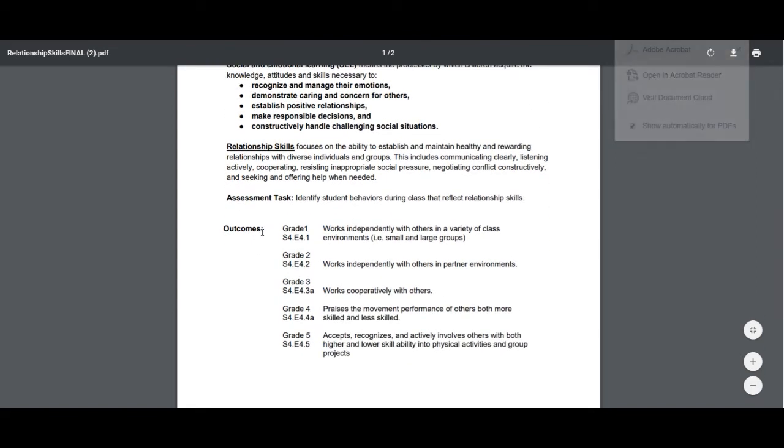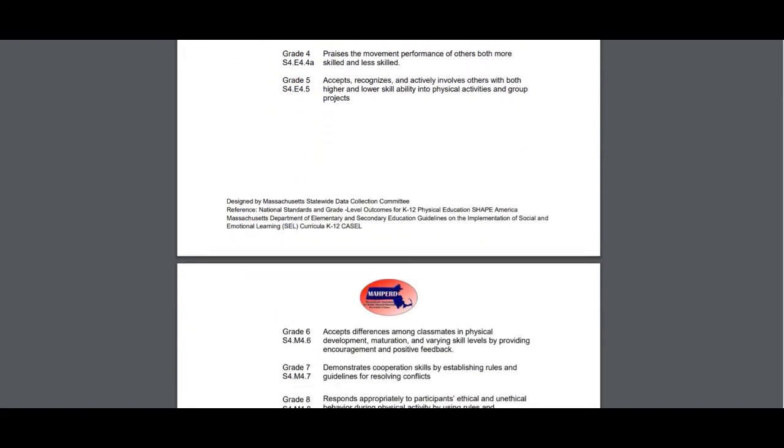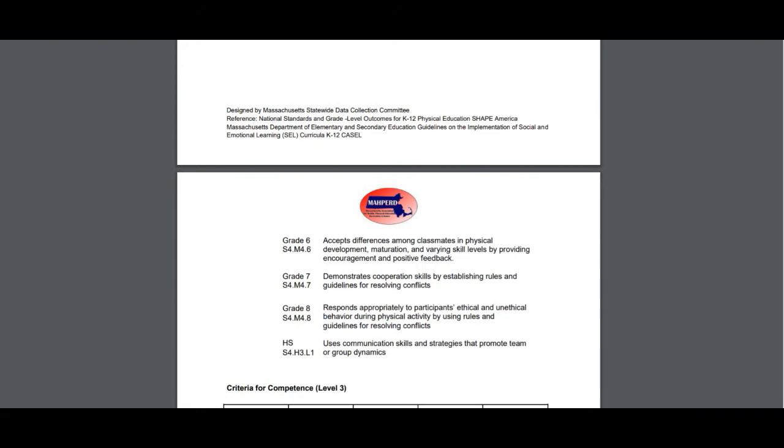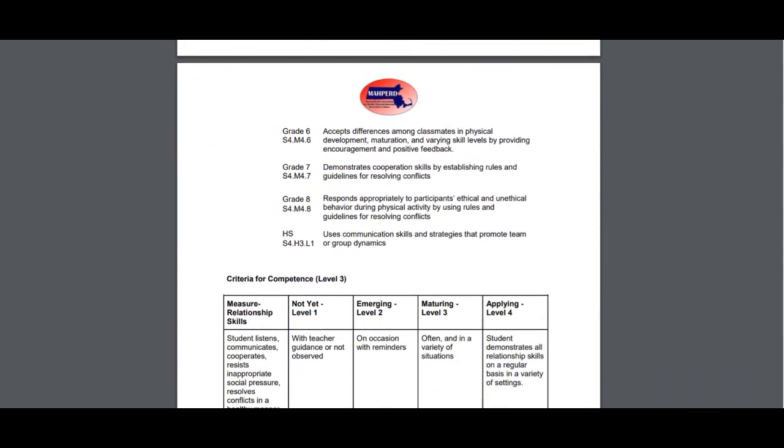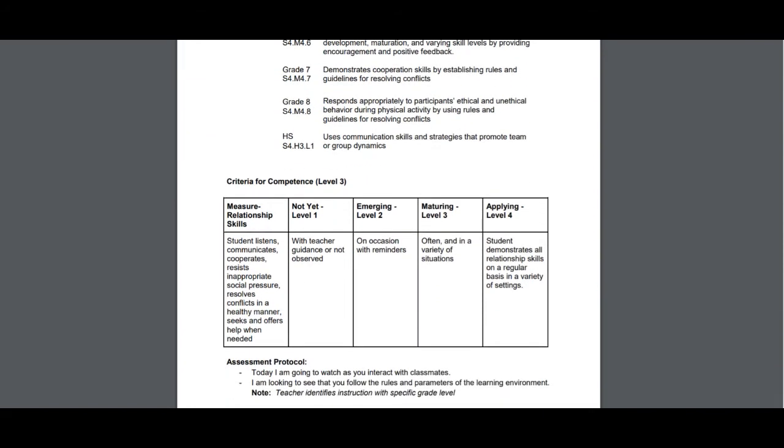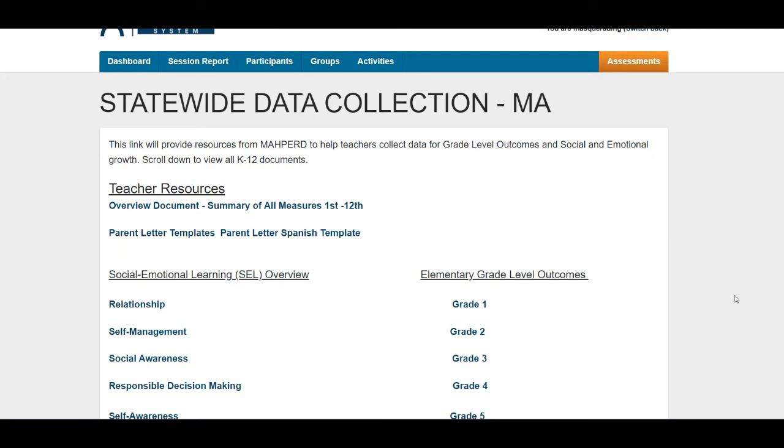So if you look at this, it goes outcomes grade 1, and it tells you more specifically what grade 1 is looking for. And it continues if you scroll down for the secondary level. And then they also give you the criteria for that competency. After you have determined what your rubric will look like for your school system, or whether you want to use some of these that the people in Massachusetts have outlined for us, the next step would be to go to the orange assessment tab.